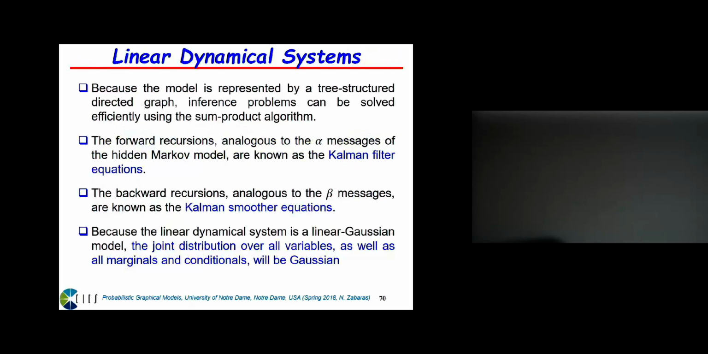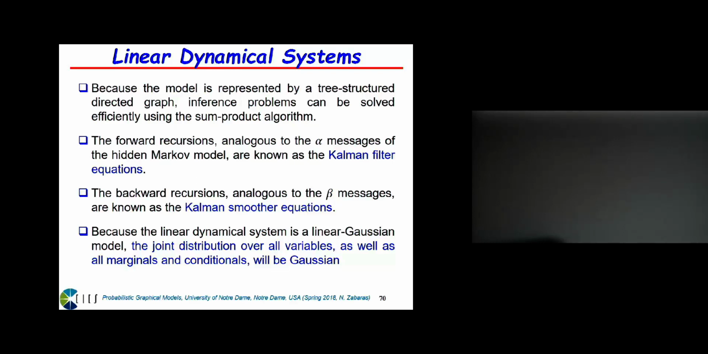So let me give you a summary of the results. If you apply the forward passing message equations to a Gaussian linear system, you get the identical equations corresponding to the Kalman filter. If you apply the backwards recursions, the beta message, you get the Kalman smoother equations that I think, if I remember, we didn't have time to cover in the last lecture. I may be wrong, but we stopped there.